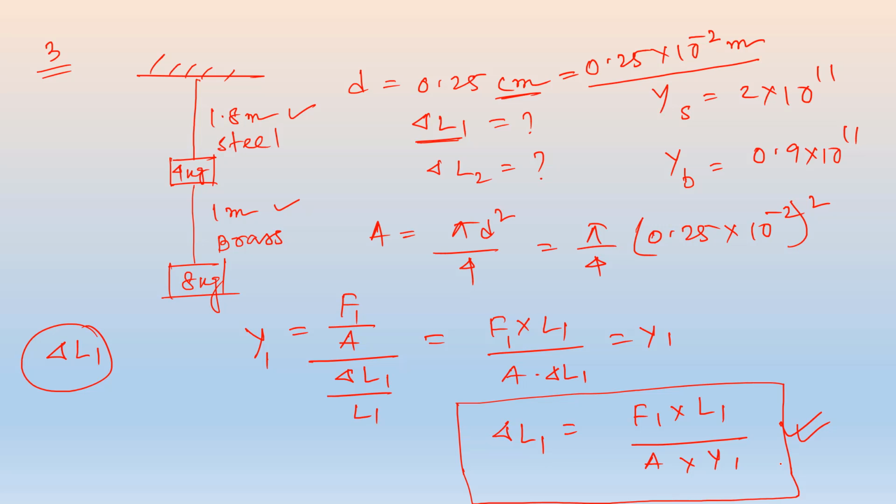Whatever the things are given: in this case, there is a steel wire, and with that steel wire, one weight is suspended, and there is a brass wire, and with that brass wire, another weight is suspended. The diameter for both of the wires is the same. In this case, we have to find out delta L1 and delta L2.